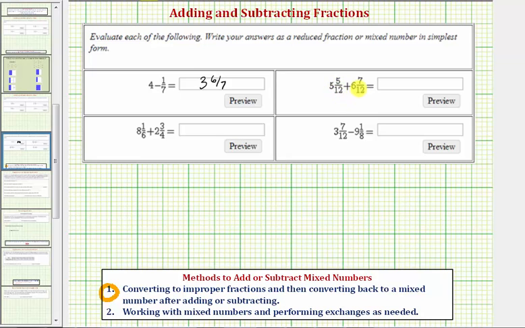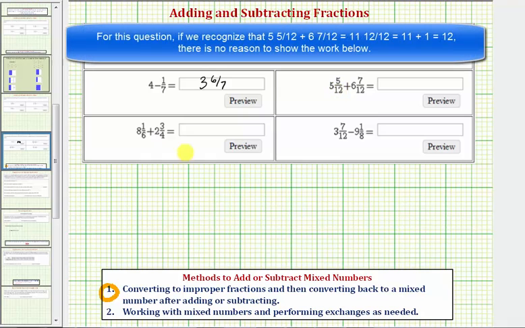Next we have 5 and 5 twelfths plus 6 and 7 twelfths. So we'll convert these both to improper fractions. Notice how we already have a common denominator of 12, which is good. So the numerator of the first fraction is going to be 12 times 5 plus 5. 12 times 5 is 60, plus 5 would be 65. And for 6 and 7 twelfths, the numerator would be 12 times 6 plus 7, which would be 72 plus 7, or 79. And now that we have a common denominator, we can add the numerators.